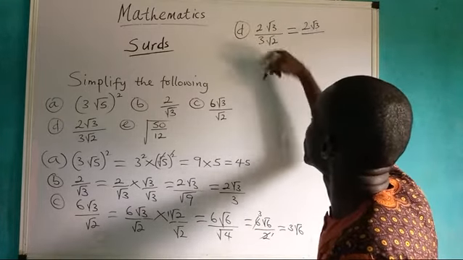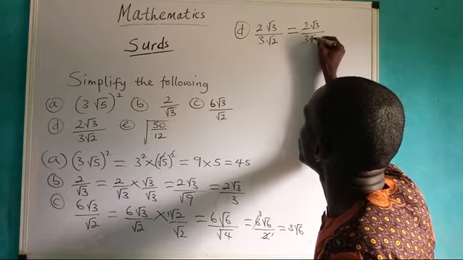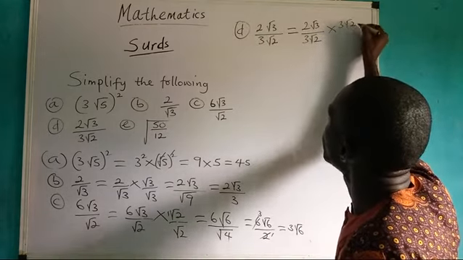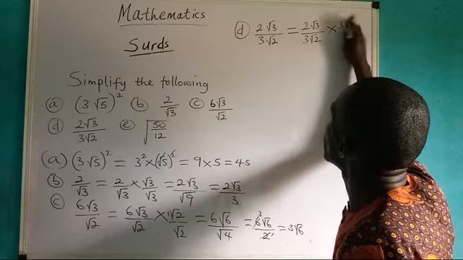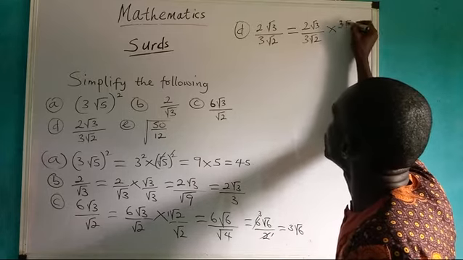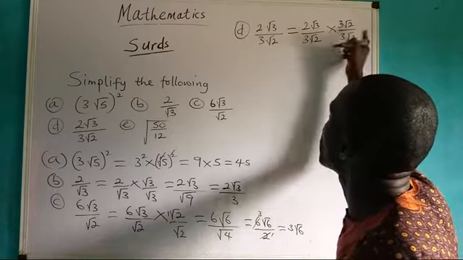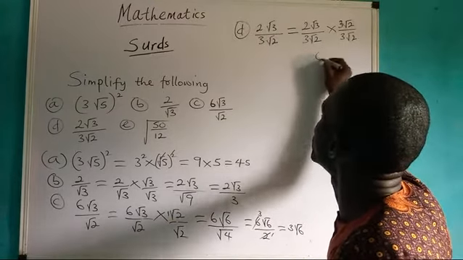Okay, by taking the original question first, 3 root 2. Now, using this one to rationalize the fraction, we multiply by 3 root 2 all over 3 root 2. This is what I have here. Now multiply there, 2 times 3 is 6.